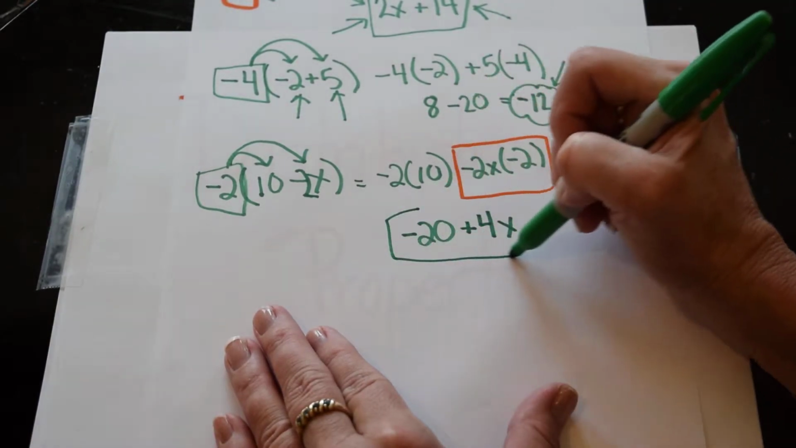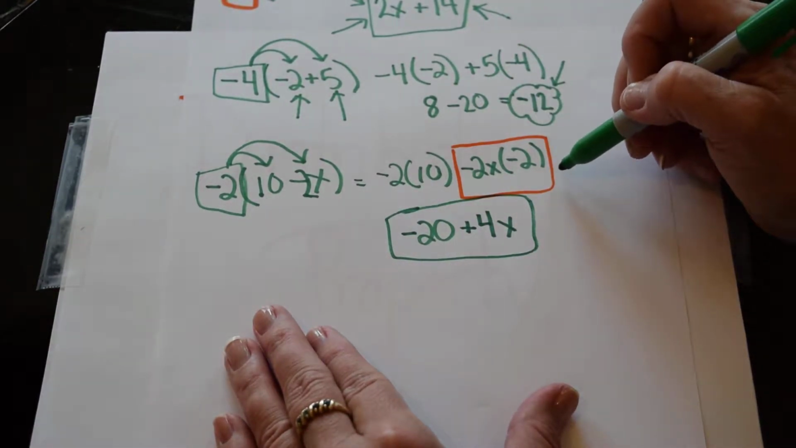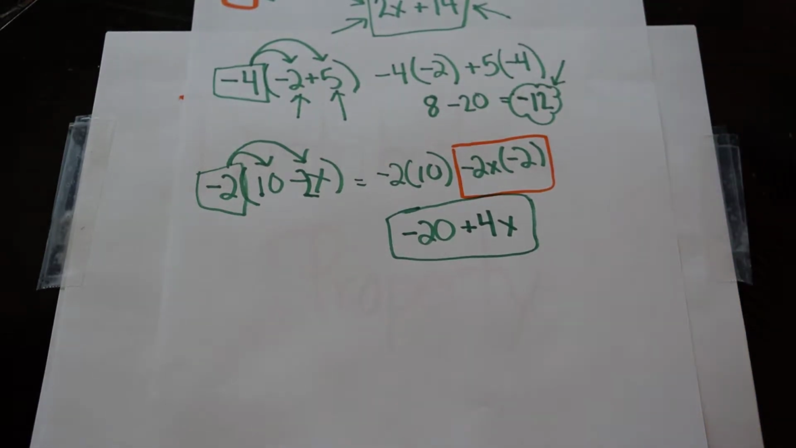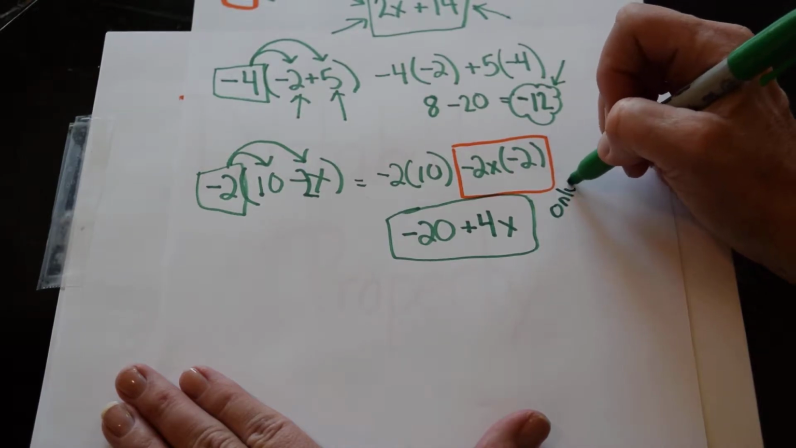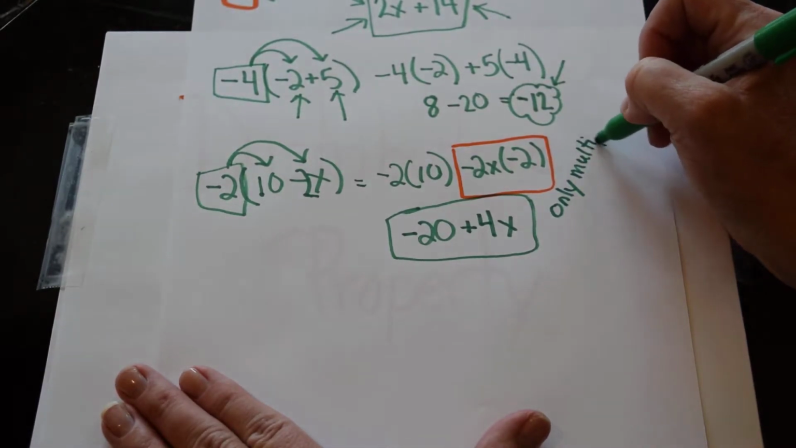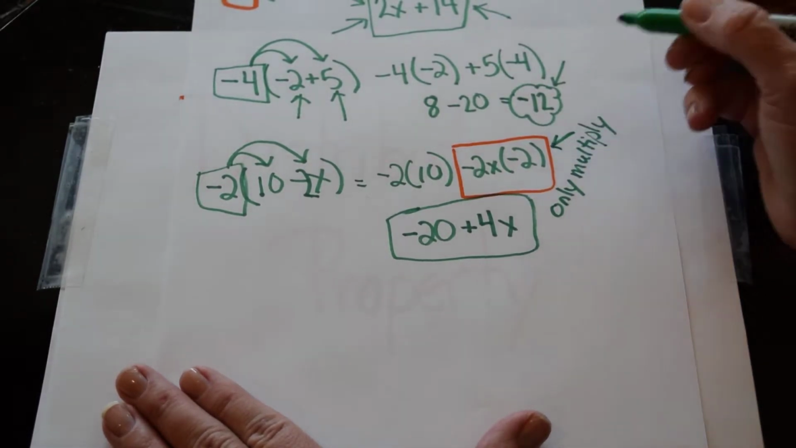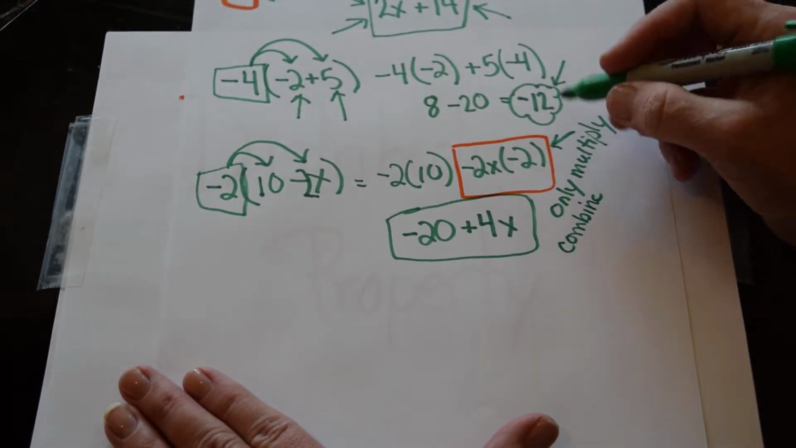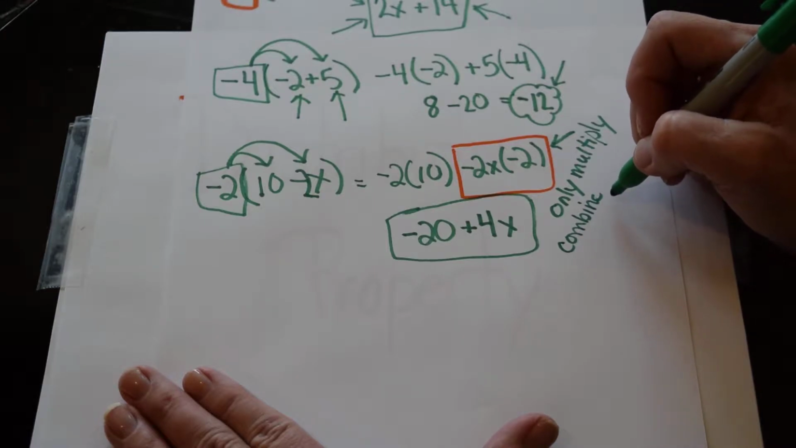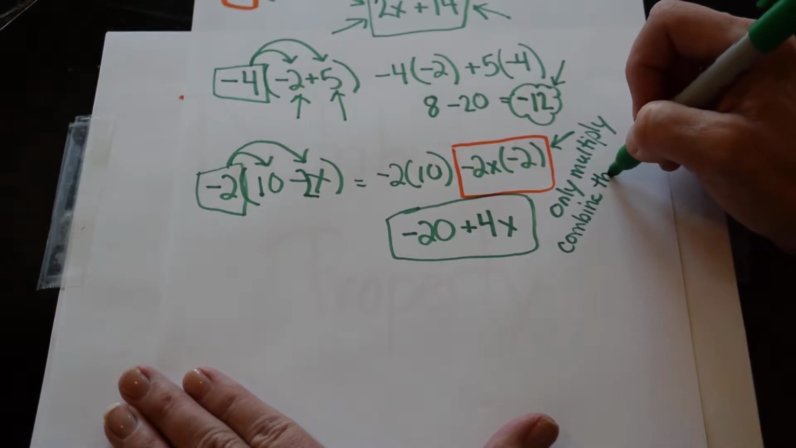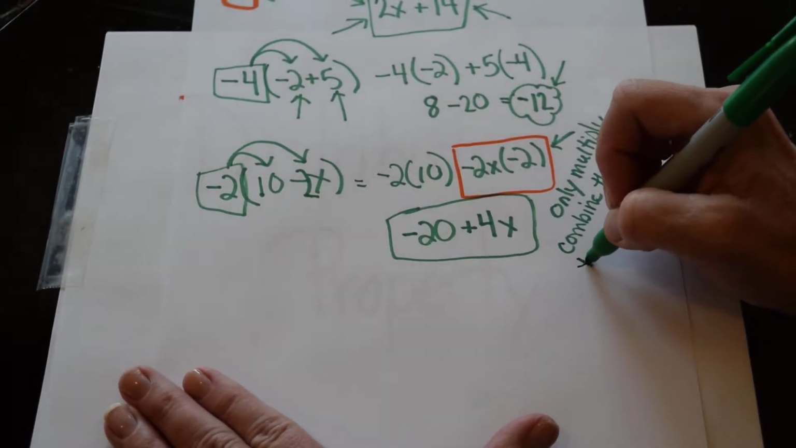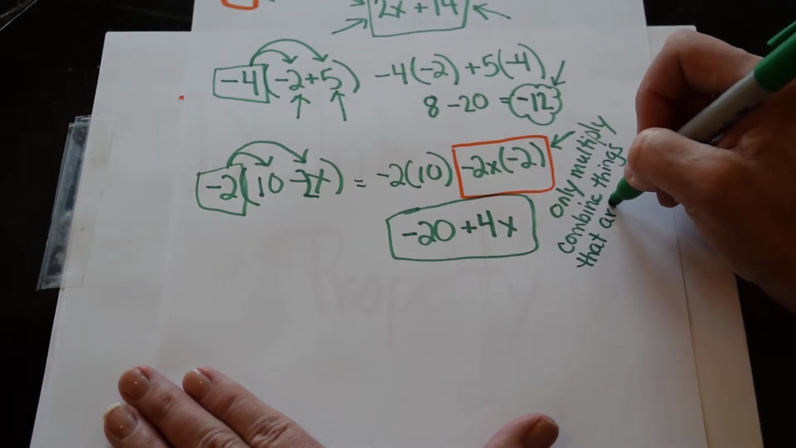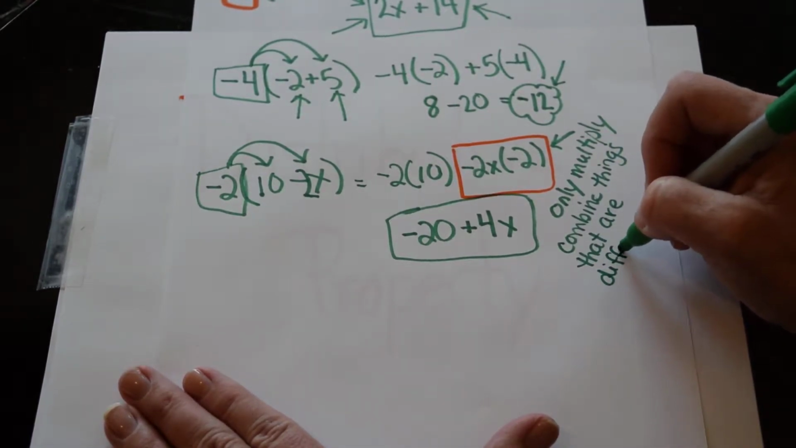Now we can combine them when we're multiplying, but when we're adding and subtracting, we can't put things that are different together. Only when we multiply can we do that. So if I'm multiplying, I can combine things that aren't the same. We're going to be talking about combining like terms in a minute. And we're going to be doing that a lot in algebra next year.